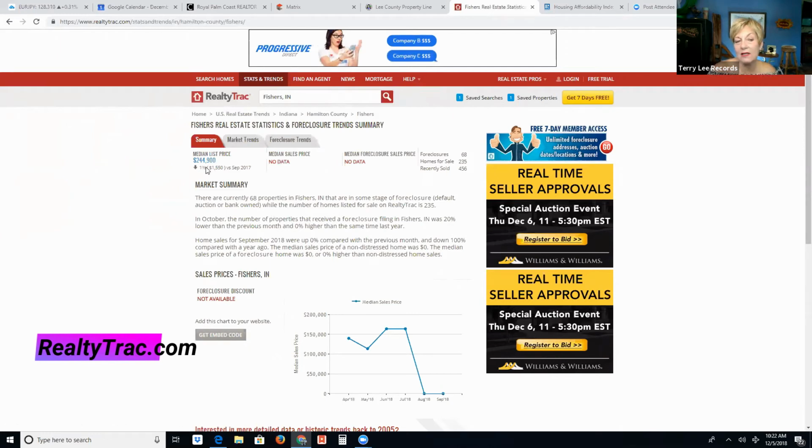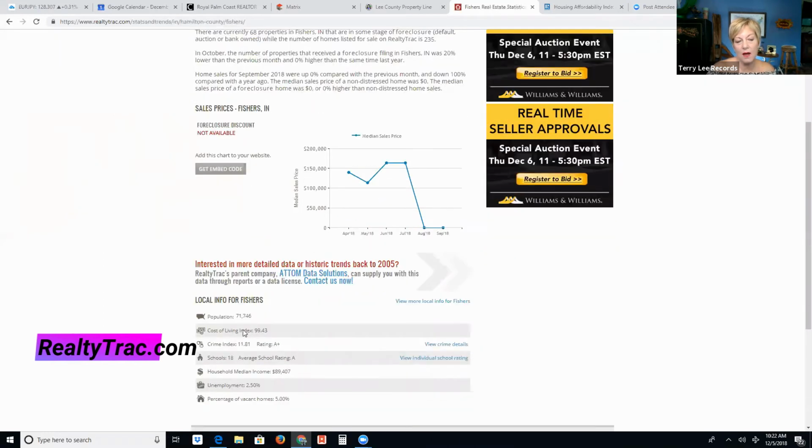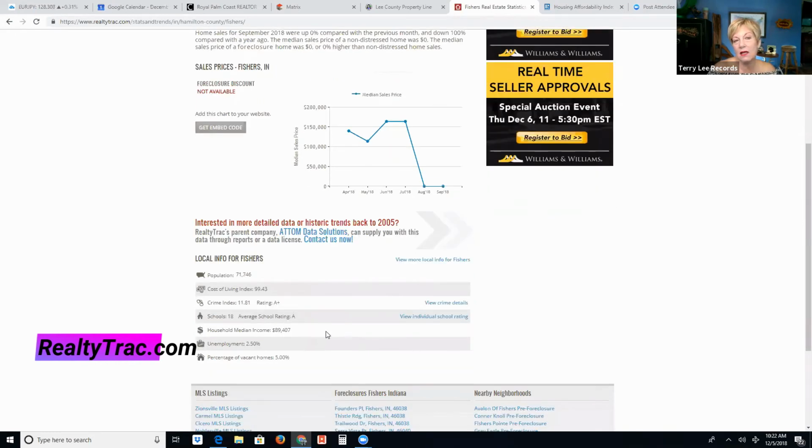The median price is $244, and then there's 68 properties in some stage of foreclosure. Okay, so that's interesting. And then it'll look at what's the population, the cost of living index, the crime index, it's an A+ community, the median income, right? And unemployment. So you want to watch those figures, the percentage of vacant homes. And so when you have foreclosures, you have vacant homes where they're being foreclosed. So if it's like a 10% number, that's something to worry about.